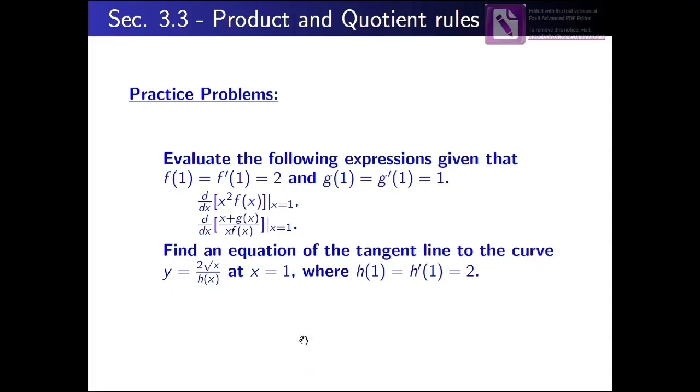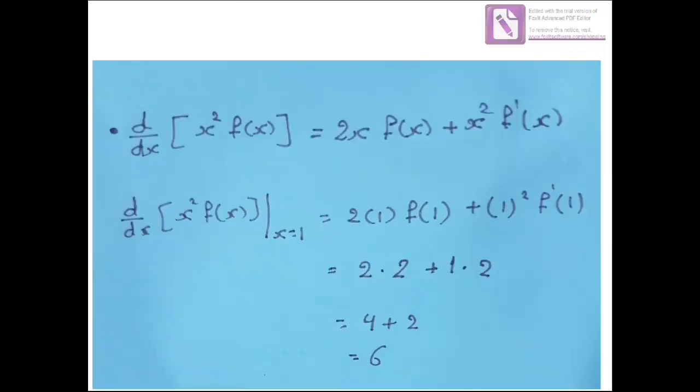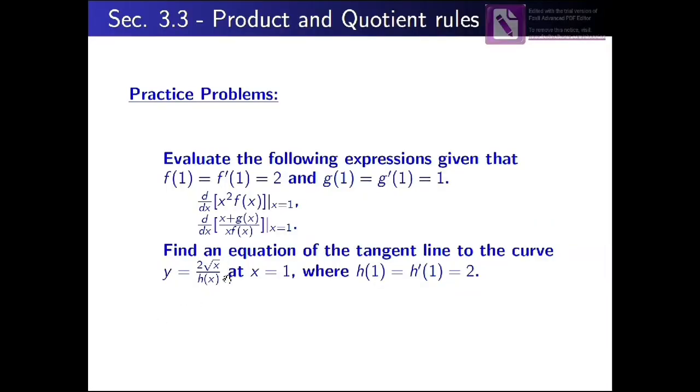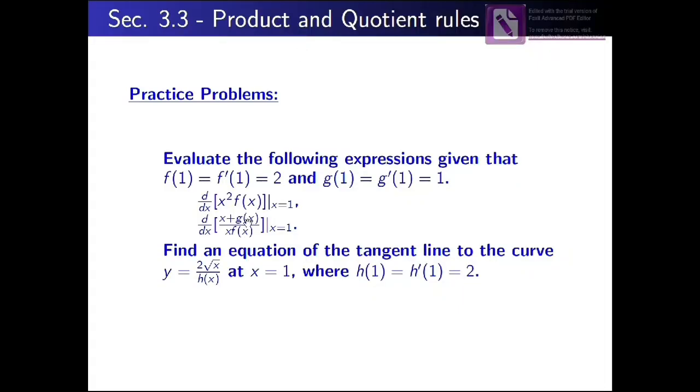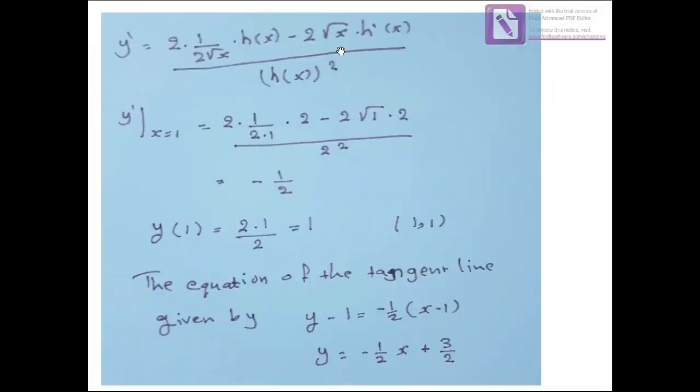Then the second question: find an equation of the tangent line to the curve y is equal to root x over h of x at x is equal to 1, where h(1) is equal to h prime of 1, which is equal to 2. So we need to find the equation of the tangent line. First we need to find the derivative. So for finding the derivative we use the quotient rule. So it will be the derivative of root x, which is 1 over 2 root x, multiplied by h of x, minus root x multiplied by h prime of x, divided by h of x all squared.